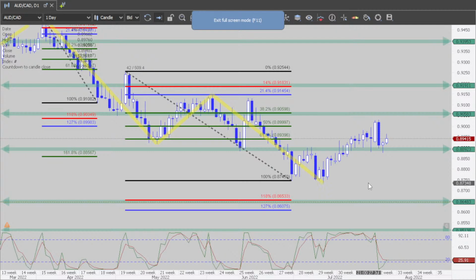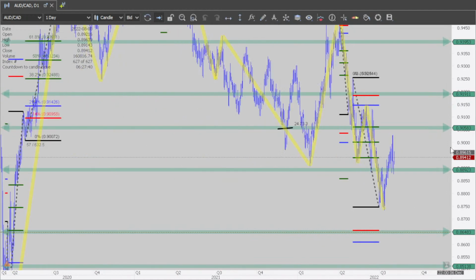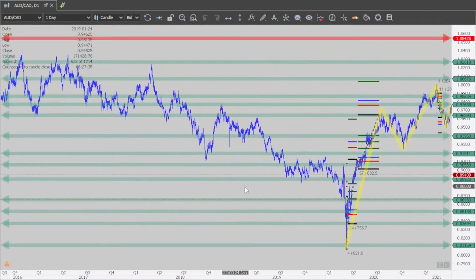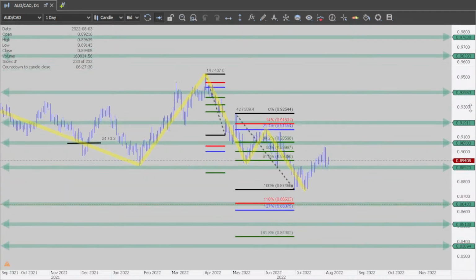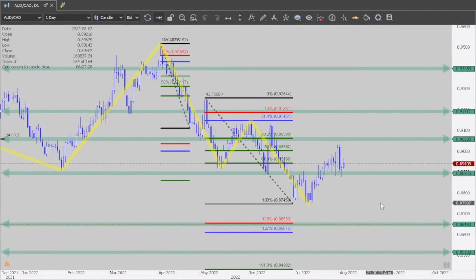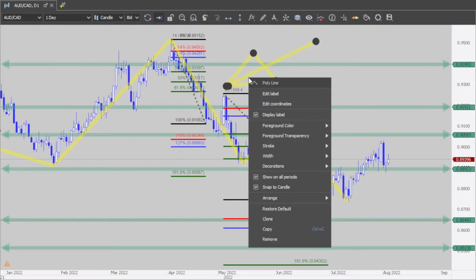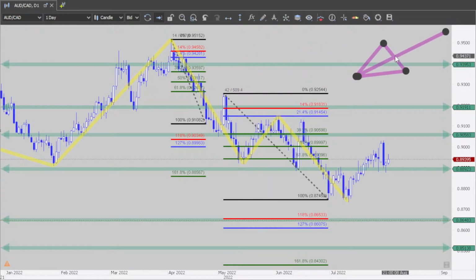Let's check AUD CAD, everybody. AUD CAD, right. Let's zoom out. AUD CAD daily chart, okay, great. So this is how your chart should look like with the Fibonacci's. And as you can see, everybody, sometimes the market wave, the yellow line, is going to be slightly different than the Fibonacci sequence. Okay.